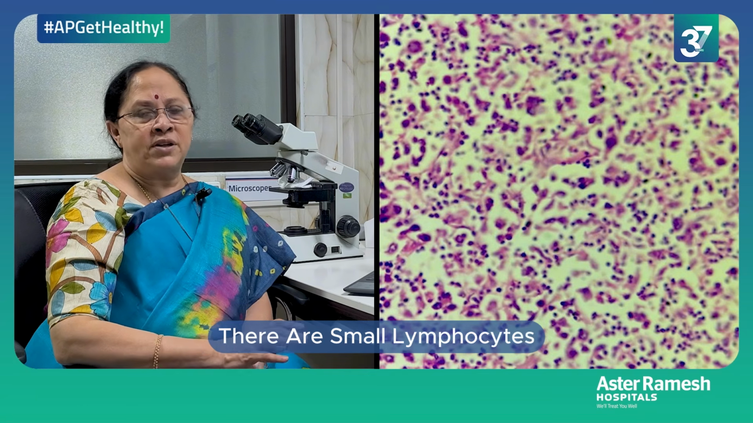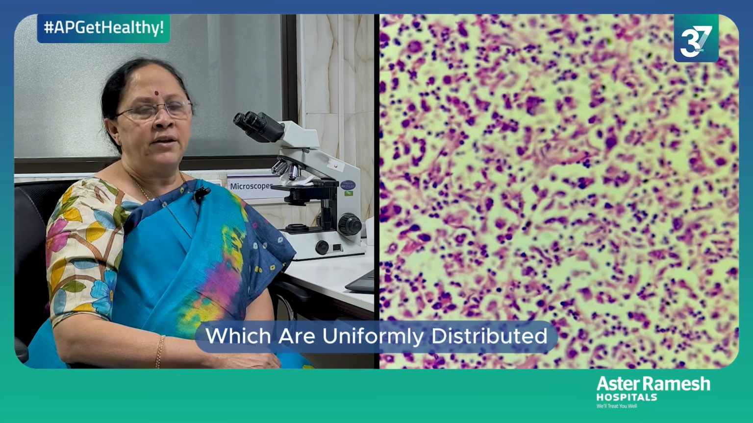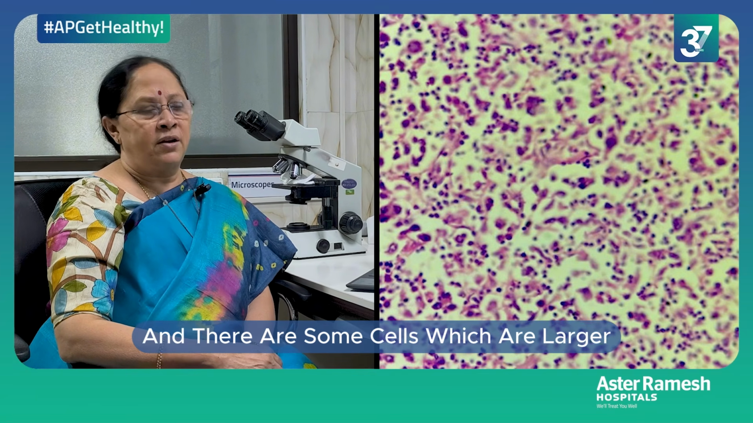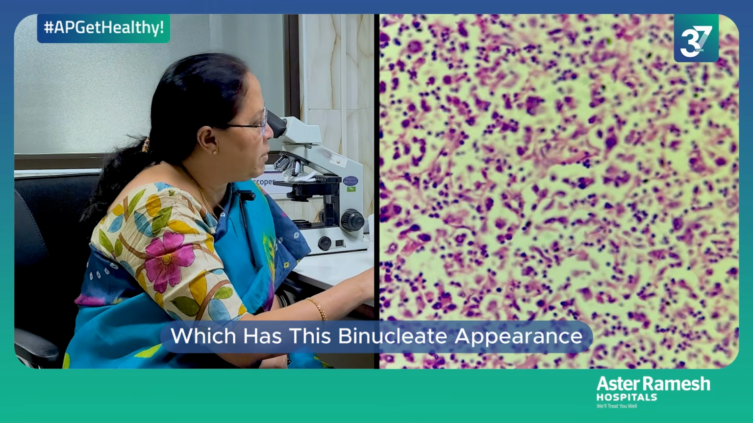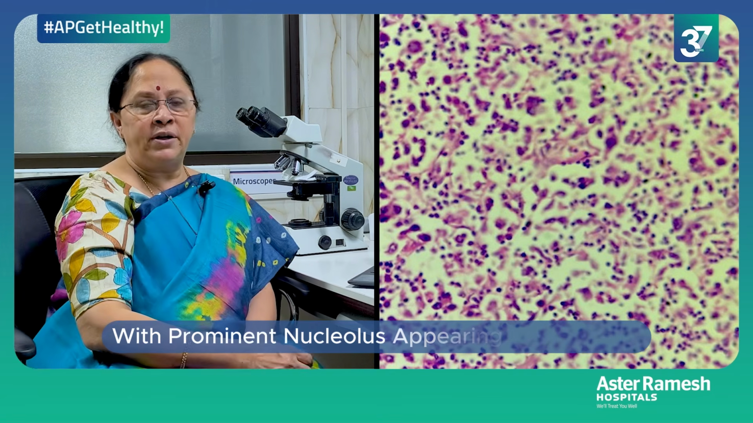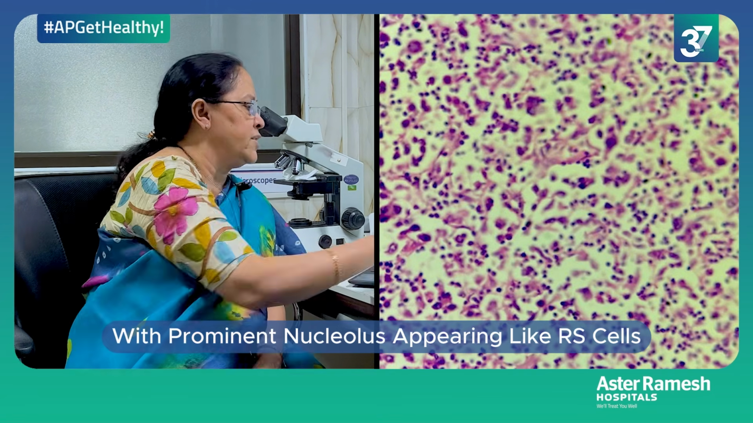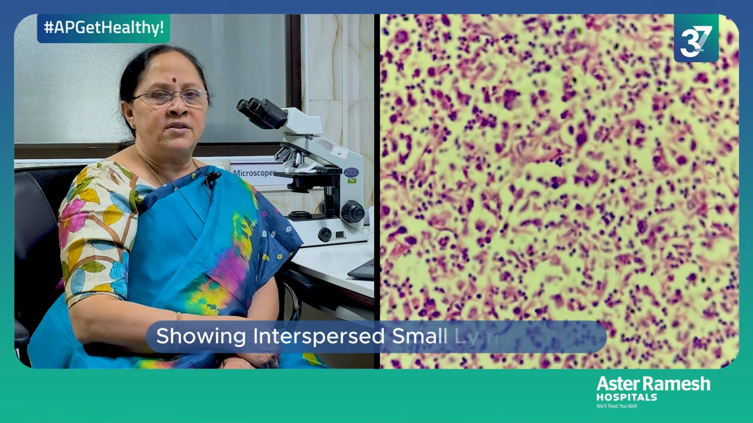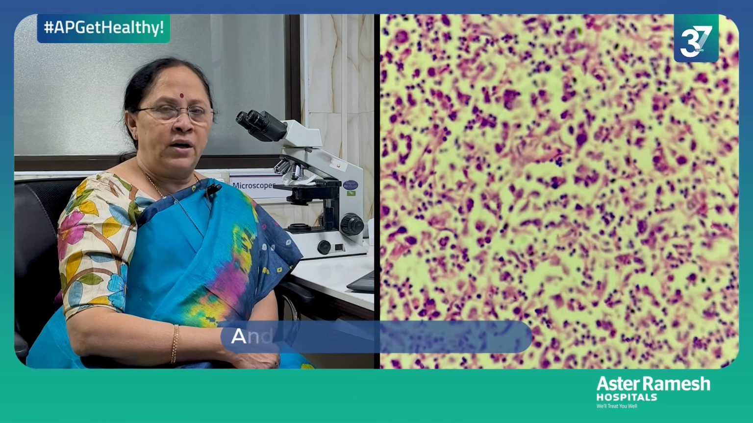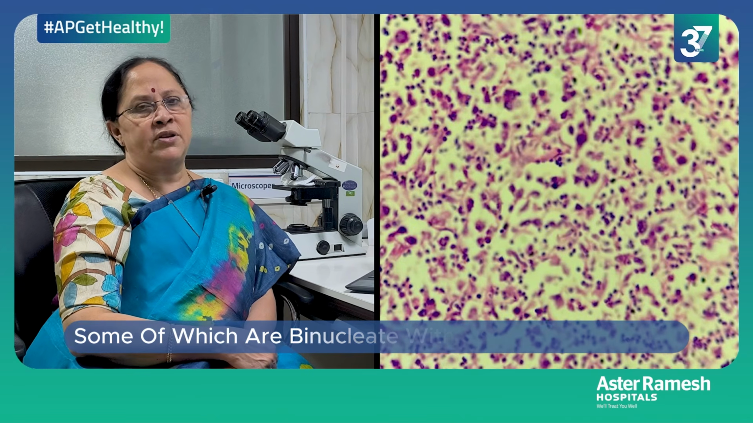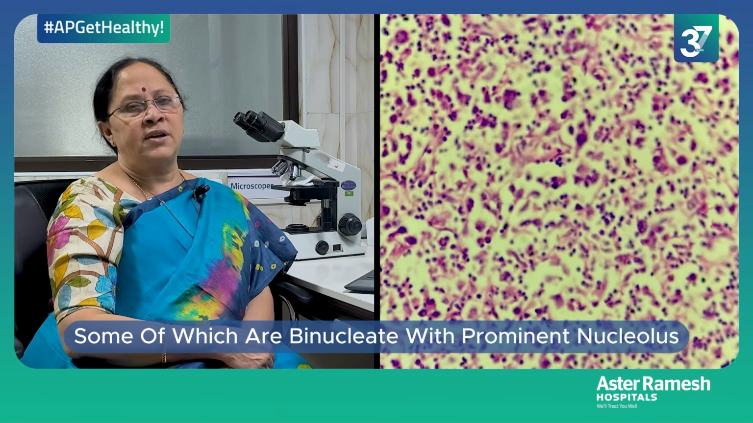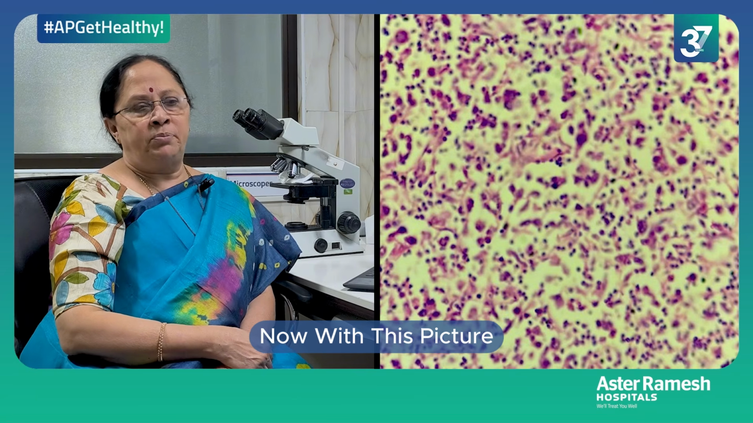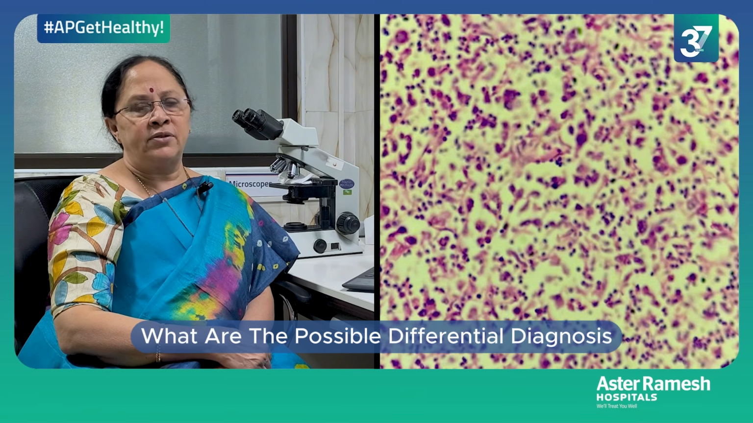There are small lymphocytes which are uniformly distributed, and there are some cells which are larger, which have this binucleate appearance with prominent nucleolus appearing like RS cells. This is one more view of the same case showing interspersed small lymphocytes and larger neoplastic cells, some of which are binucleate with prominent nucleolus. Now, with this picture, what are the possible differential diagnoses we can think of?